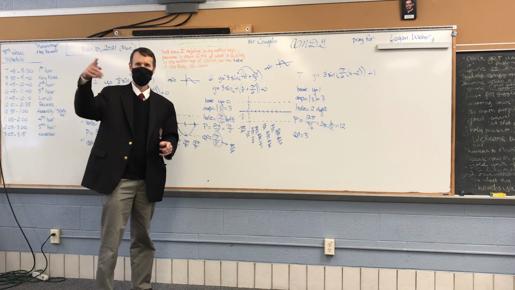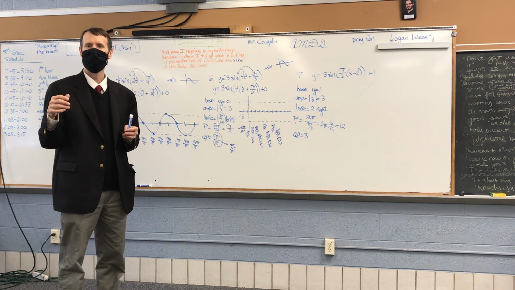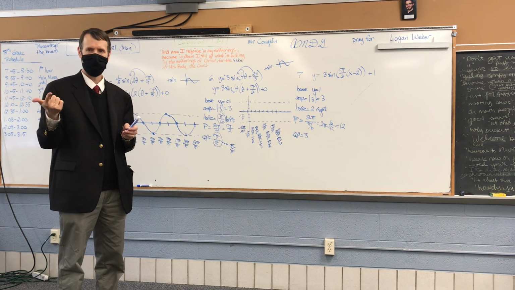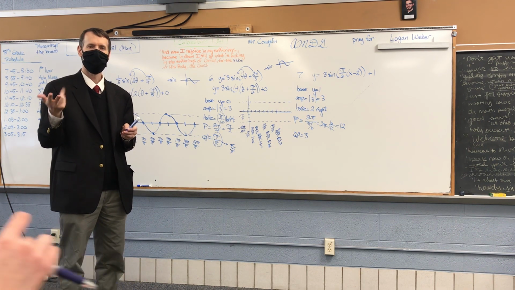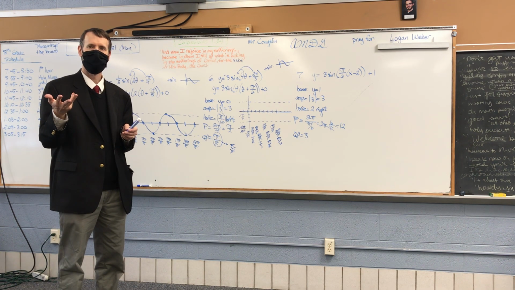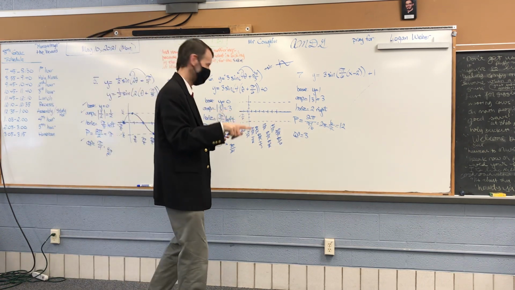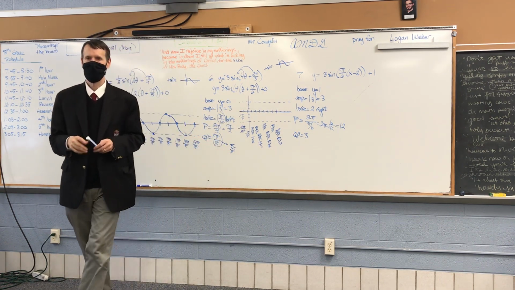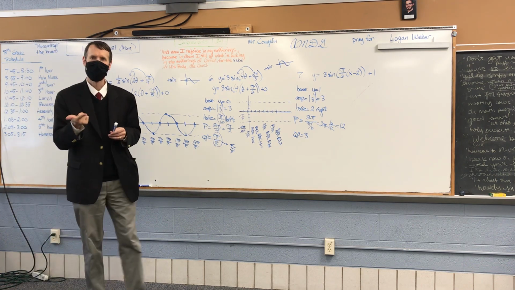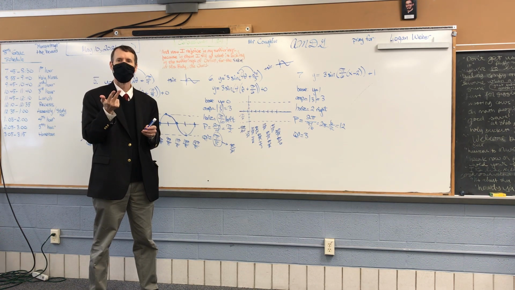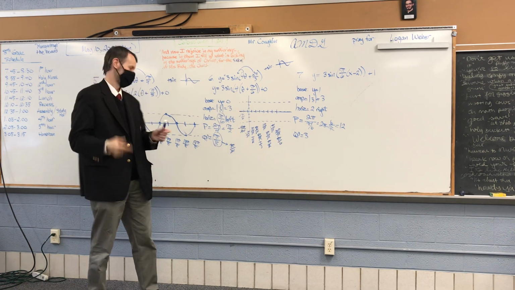In other words, list the multiples of 6 for me. 6, 12, 18, 24, 30. List the multiples of 8, just the first four. 8, 16, 24, 32. Where did they overlap first? 24. That's why I used it.